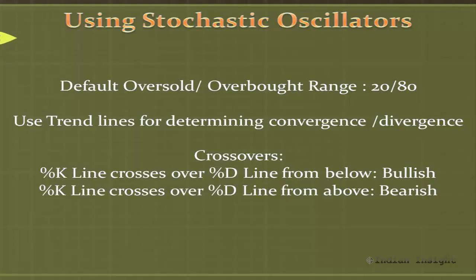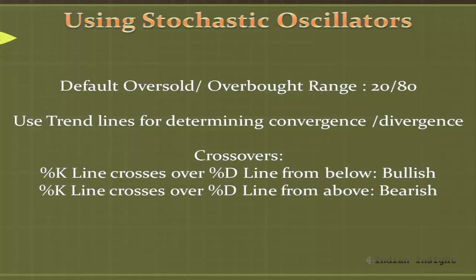Crossovers of two lines can also give trading signals the same way as crossovers of two moving averages. When the %K line moves from below the %D line to above it, this move is considered a bullish short-term trading signal. Conversely, when %K moves from above the %D line to below it, this pattern is considered a bearish signal.